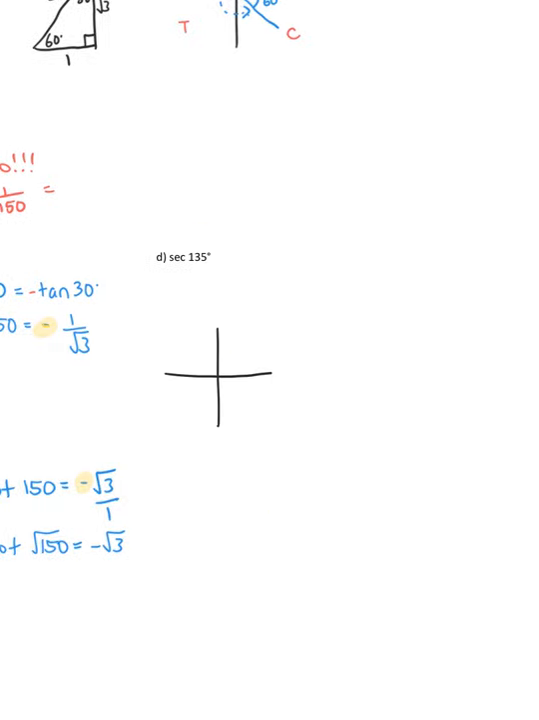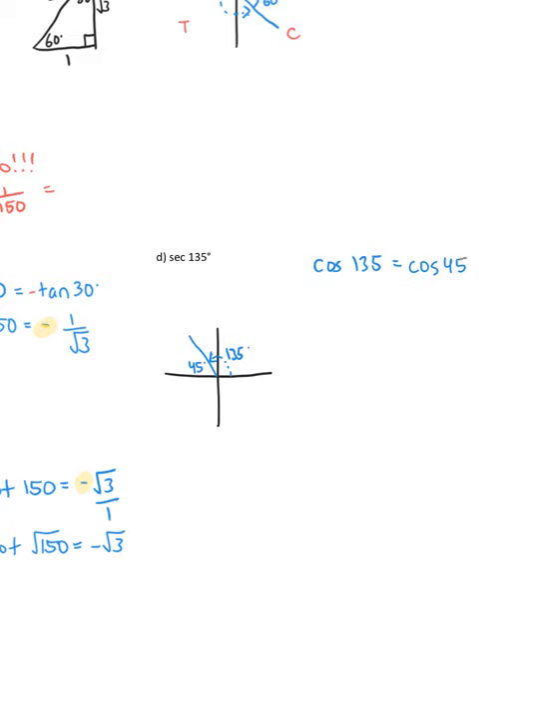So in the last question, secant of 135. That means we really want to find cos of 135. 135 degrees is in quadrant 2. It's between 90 and 180. So this here is 135 degrees. That means 180 minus 135 is 45 degrees. So our reference angle is 45 degrees and we want to find cos of 45.